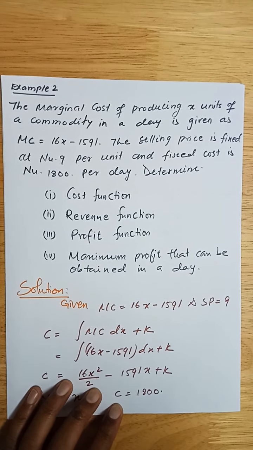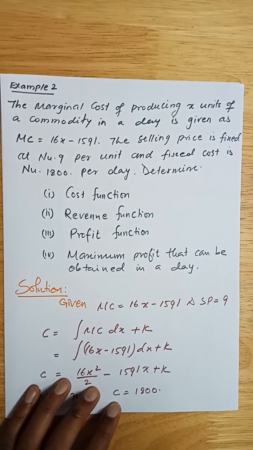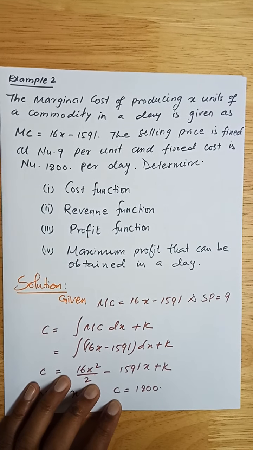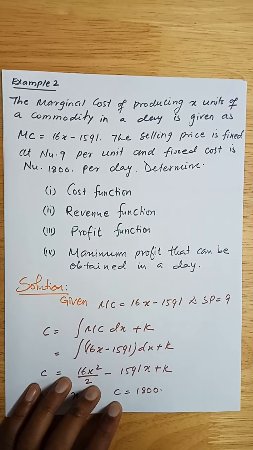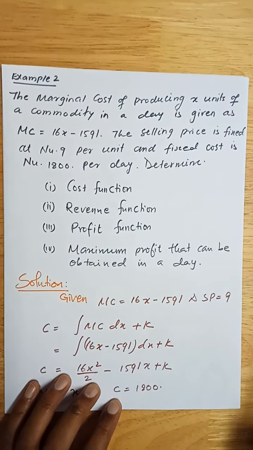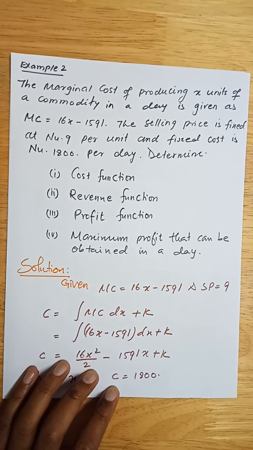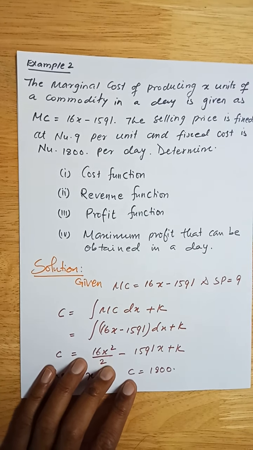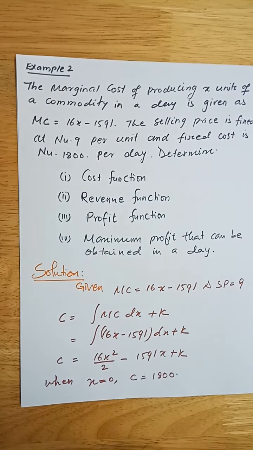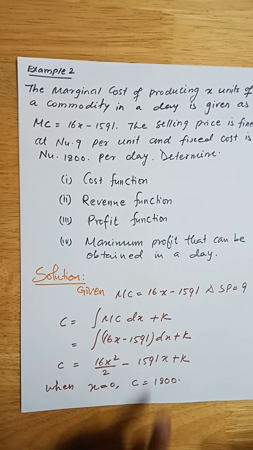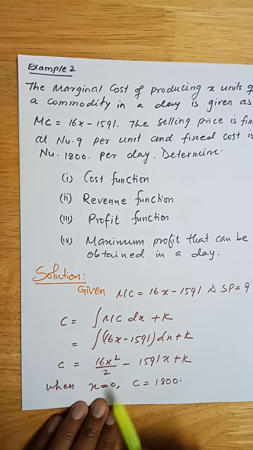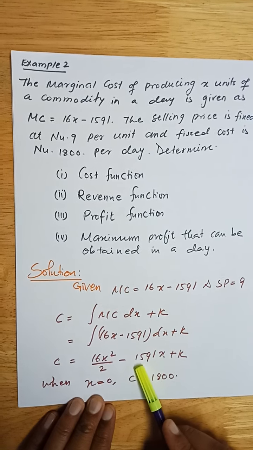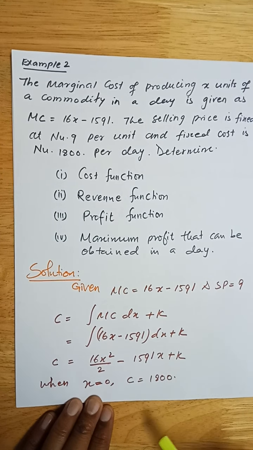So you are given MC is equal to 16x minus 1591. Okay, and your selling price is given. If MC is given, you can easily find your total cost. So your total cost is going to be integration of MC dx plus k. So when you integrate, you will get 16x square divided by 2 minus 1591x plus k.